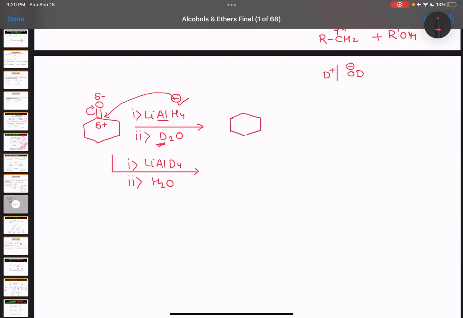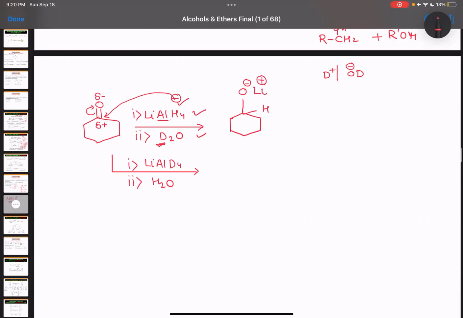Is it clear? So initially you will have O minus forms. Normally sometimes we ignore this, we just write LiAlH4, and if nothing is mentioned, you can just put OH, that's it. But if somebody deliberately asks you LiAlH4 and D2O, then you need to be very careful. So where to put H, where to put D.